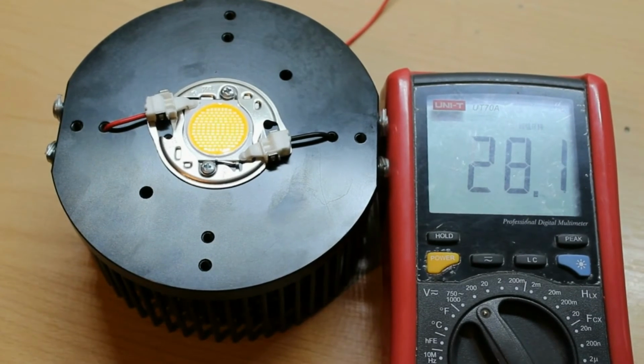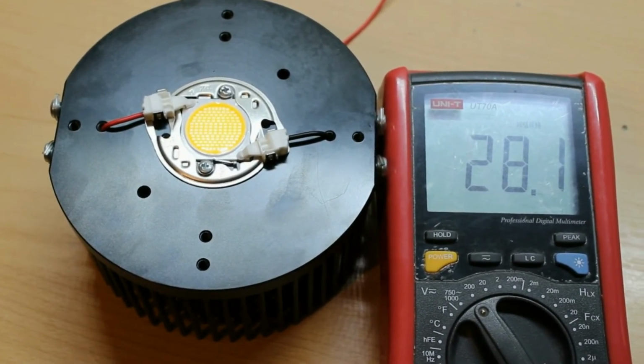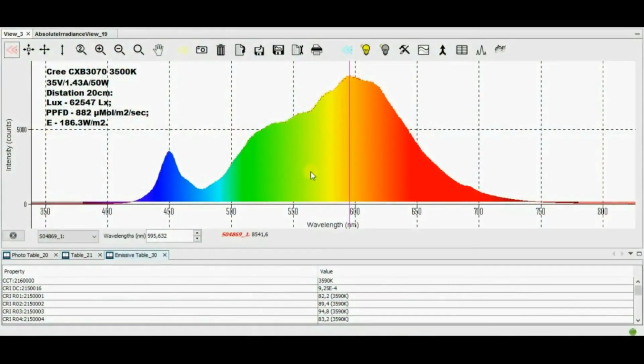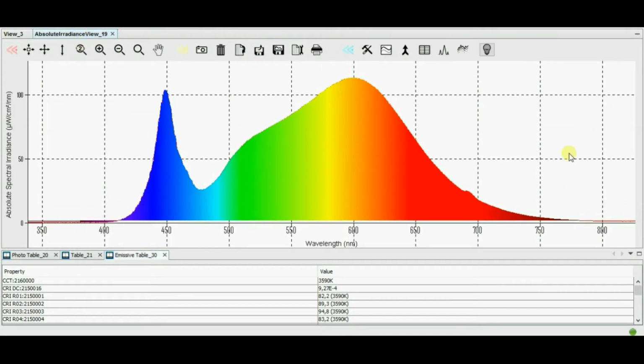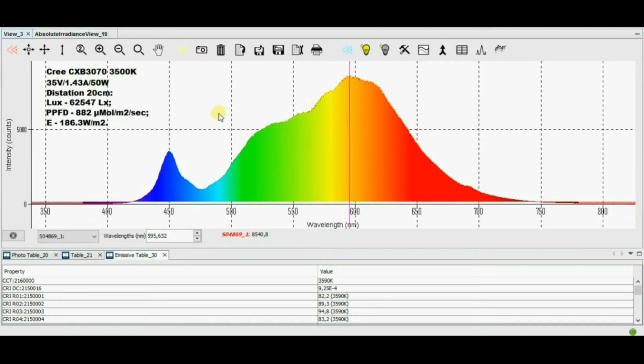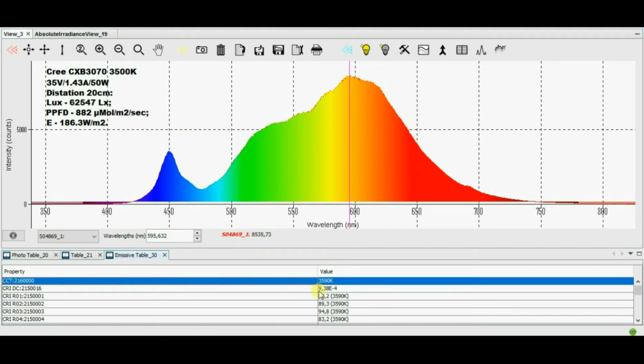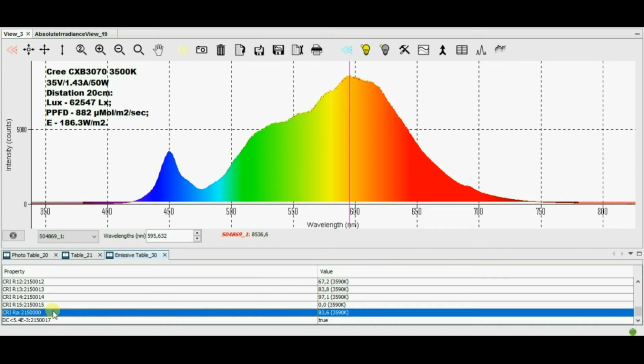Let's take the measurements of the spectrum, PPFD, lux and light energy. On the screen you can see the spectrum of the LED CXB3070 and this is the power component of the spectrum. Perhaps you have guessed, these are the data from measuring at a distance of 20 cm. The illumination intensity is 62,547 lux, PPFD 892. The energy of light output is 187 per 1 square meter, 3590 Kelvin, and the color rendering index is 83.6. These are high enough indices.